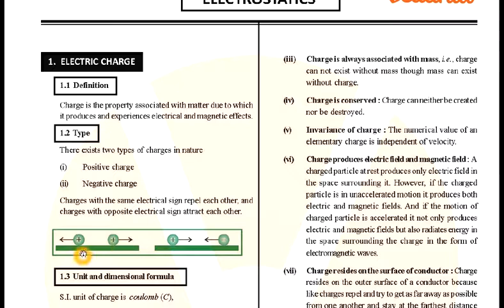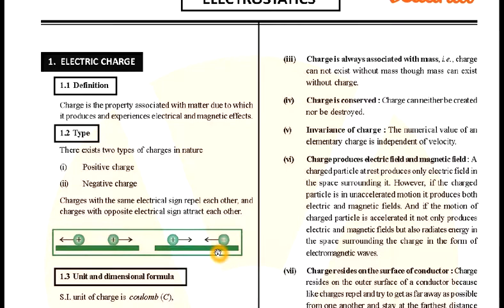What does it mean? Now look at these two examples. Here the two bodies are carrying positive charges, so they are carrying the same charges, so they are pushing each other, they are repelling each other. And look at this diagram. Here the first body is containing positive charge and the other is containing negative charge, which are attracting towards each other.